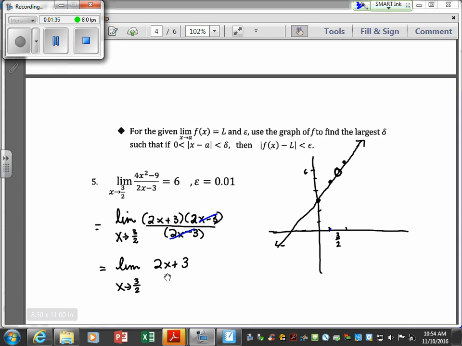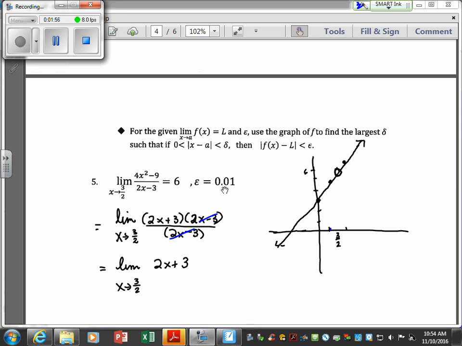Okay, just to give a rough sketch of this 2x plus 3, this is our equation to take this given information and limit as x approaches 3 over 2. The limit is approximately 6, so let's just have a rough sketch there. Now, with this definition, we're trying to find delta. They tell us epsilon, though.